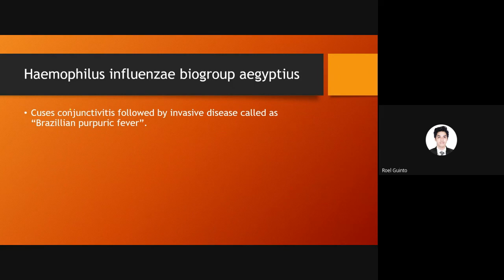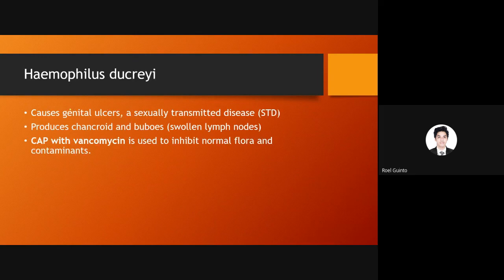Next, we have Haemophilus influenzae biogroup aegyptius. It causes conjunctivitis and an invasive disease called Brazilian purpuric fever. Tatandaan natin, Brazilian purpuric fever, Haemophilus influenzae biogroup aegyptius. Next, we have Haemophilus ducreyi, which causes genital ulcer and can be transmitted via sexual intercourse. It produces chancroid and buboes. So, namamaga yung ating lymph nodes.